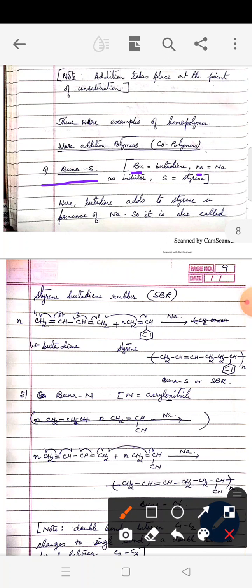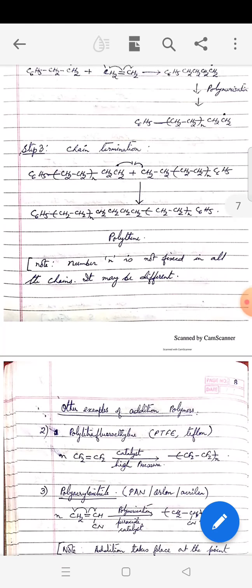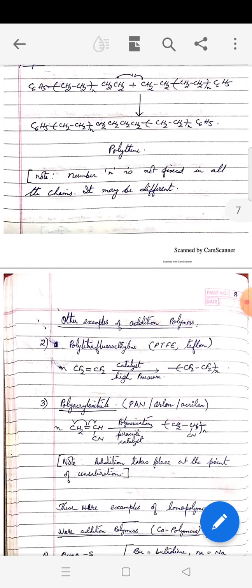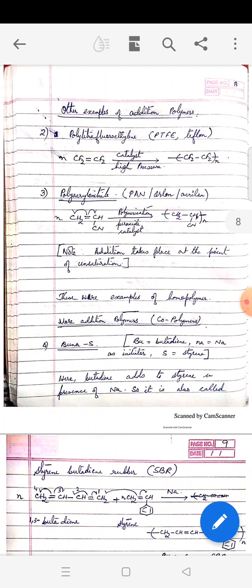The next polymer we are going to talk about is BUNA-N. As you can understand, Bu stands for butadiene, Na stands for sodium, and N here is acrylonitrile, the same compound which we have used in the preparation of PAN. If you check the previous note, we used acrylonitrile in the preparation of PAN or Orlon or acrylic, which is a fiber used for making clothes.